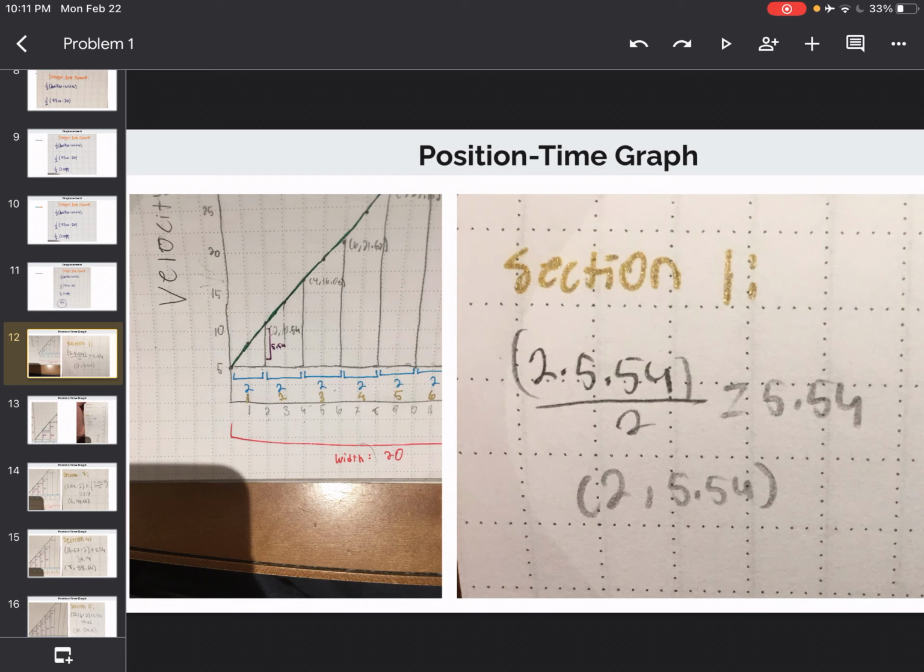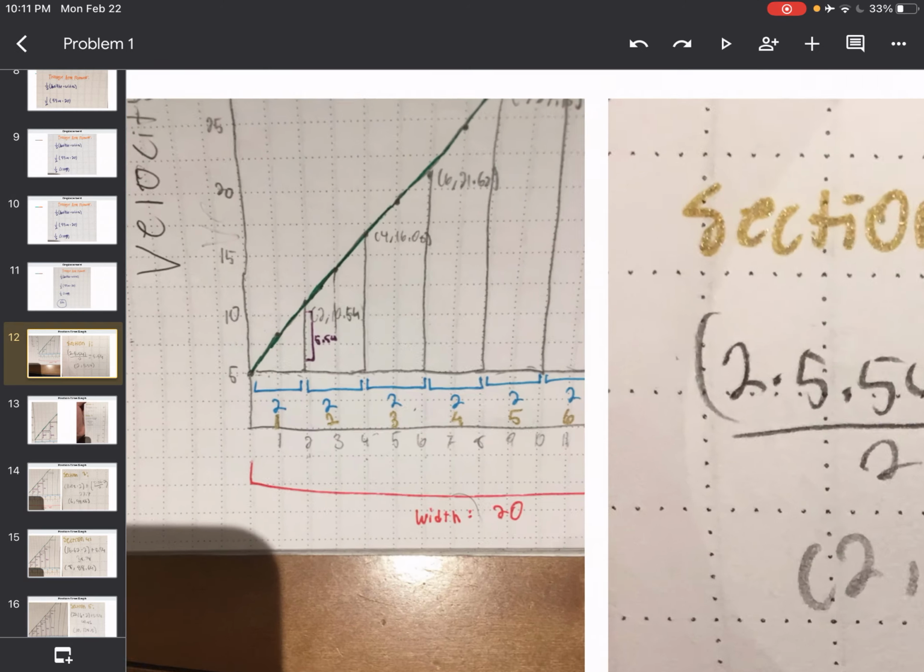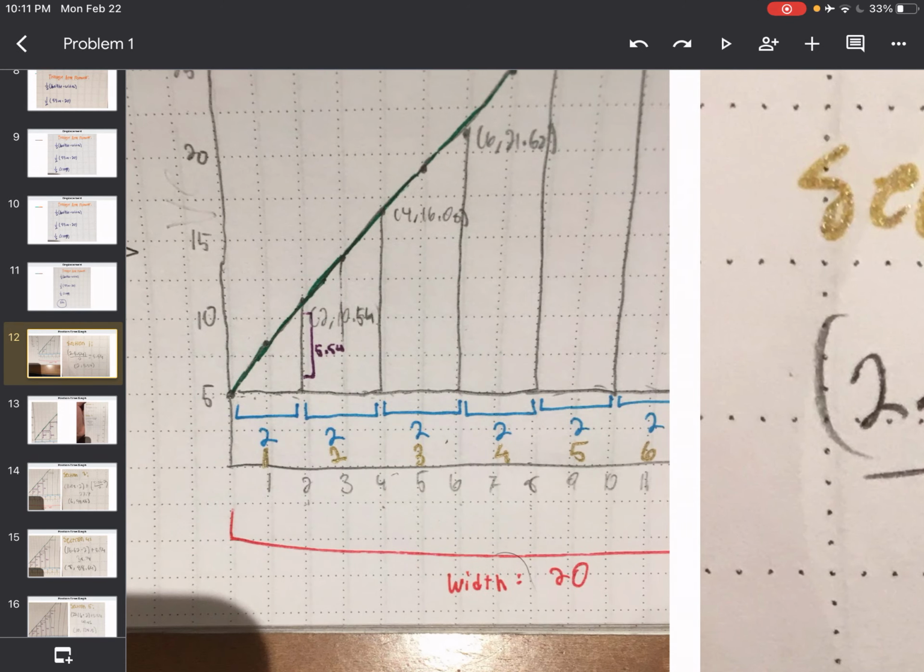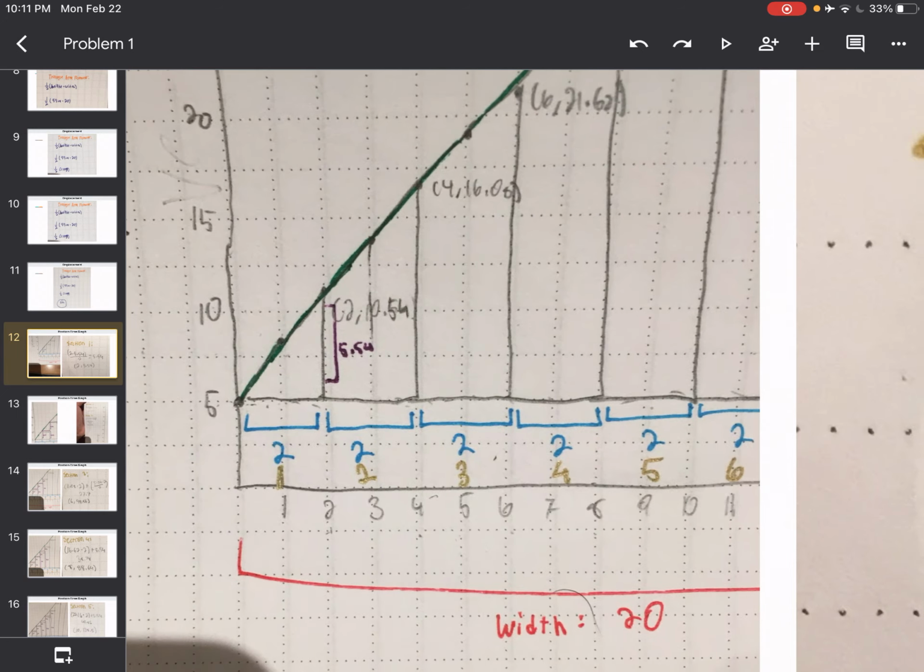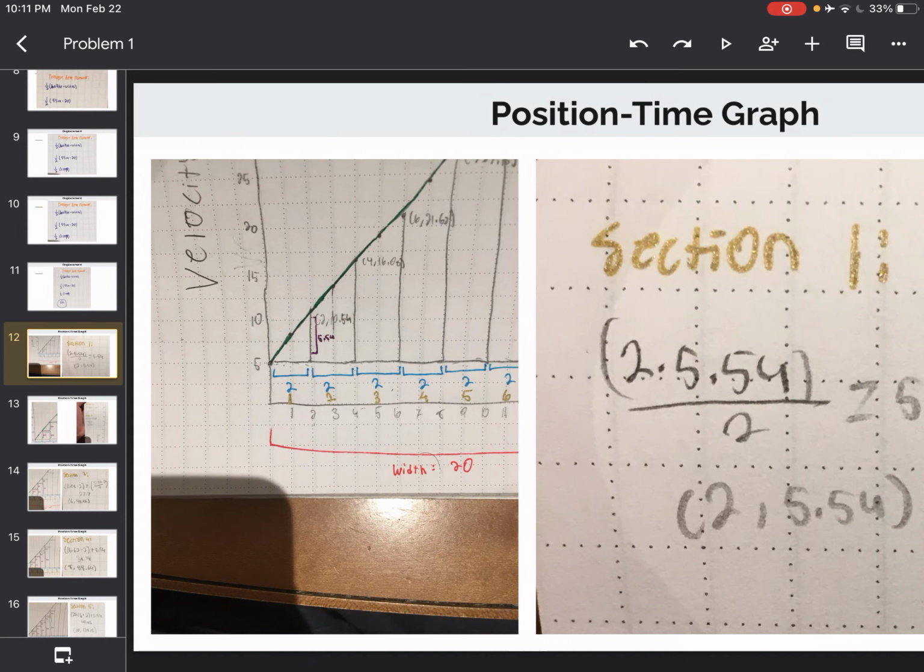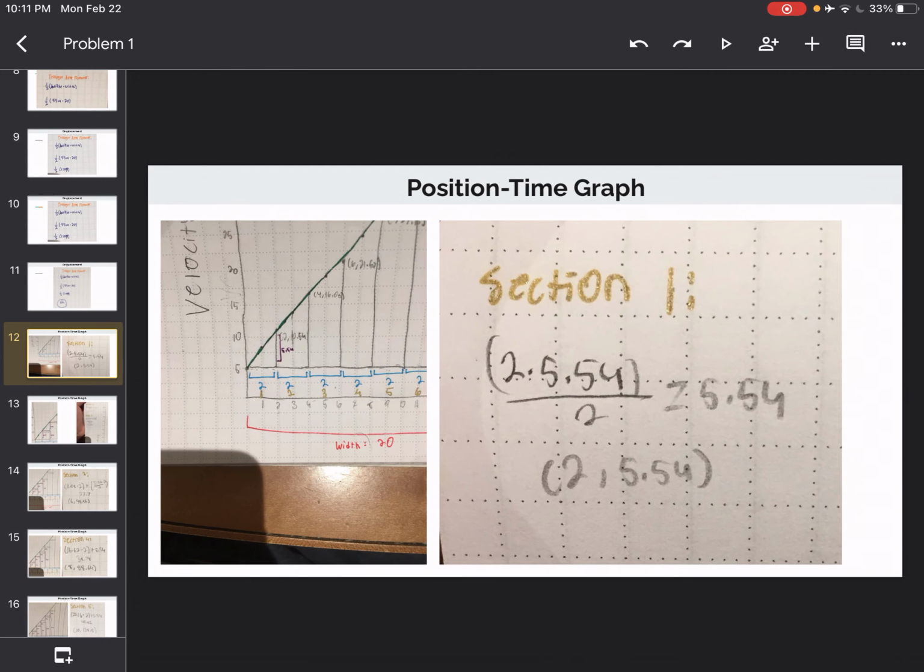And if we do it correctly, our final y value will be equivalent to our displacement. So let's start with section 1. We have 2 multiplied by 5.54, and the area is 5.54 times 2, but since it's a triangle, we have to divide it by 2, and that gives us 5.54.